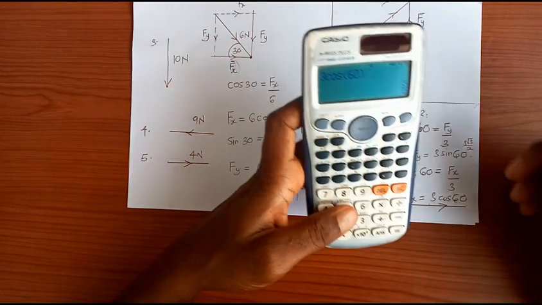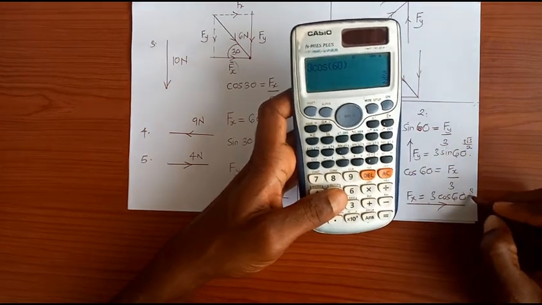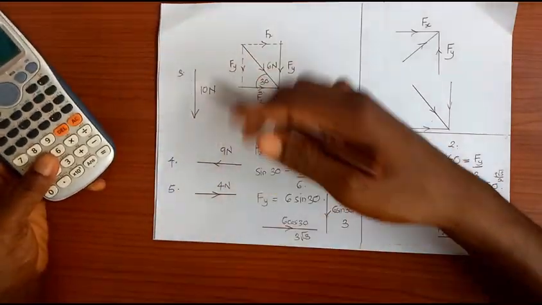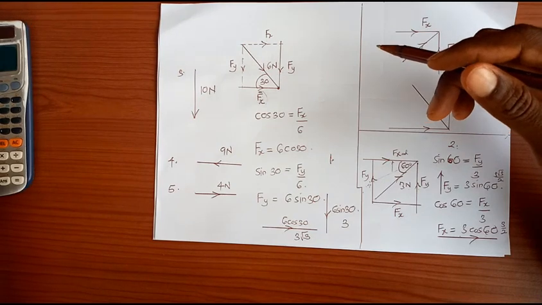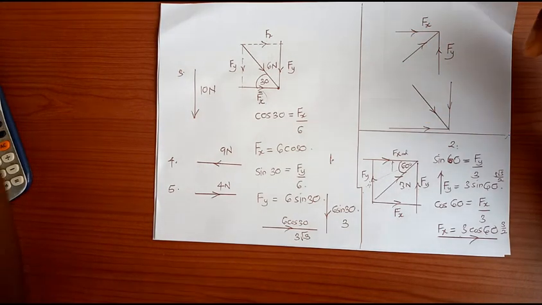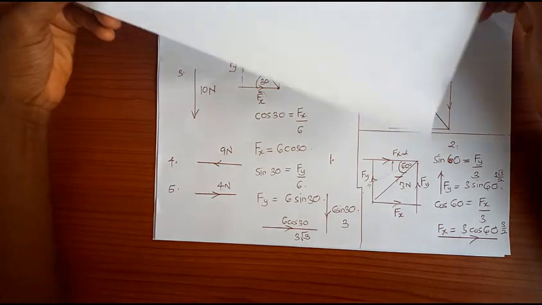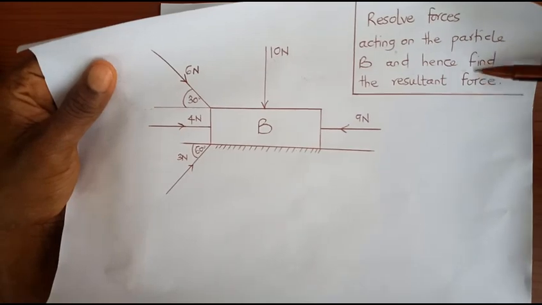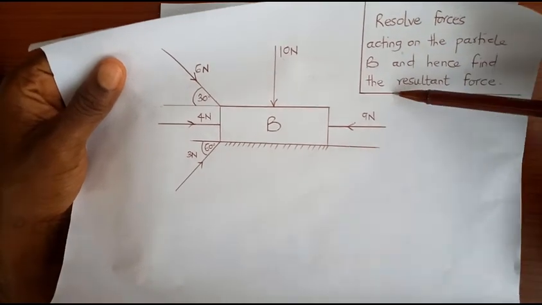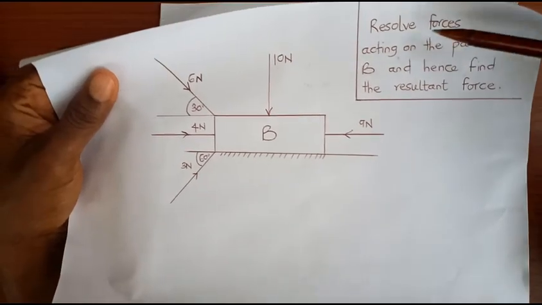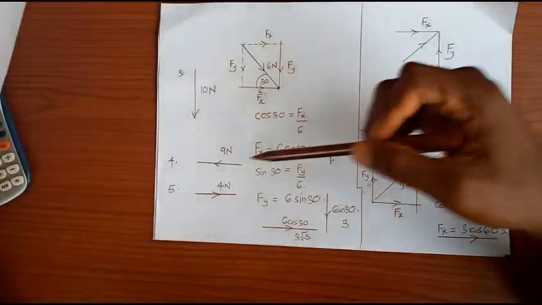3 on 2. These are pure forces, so we wouldn't resolve them. So now let's add all our x components and all our y components to get the resultant component, because we've been told here also to calculate for a resultant force. What we just did now is for the first part, that's resolving the forces. We've resolved all the forces.